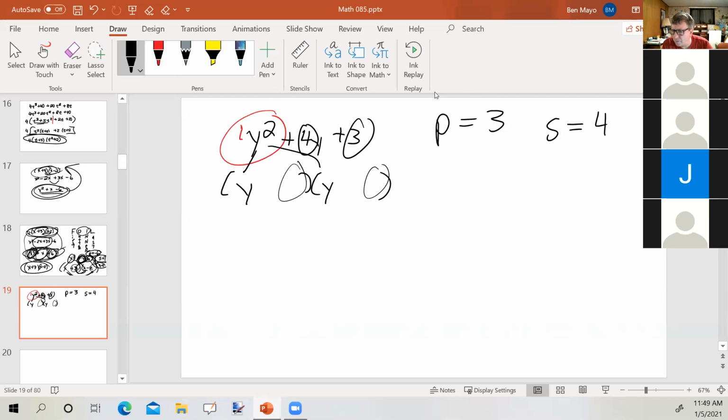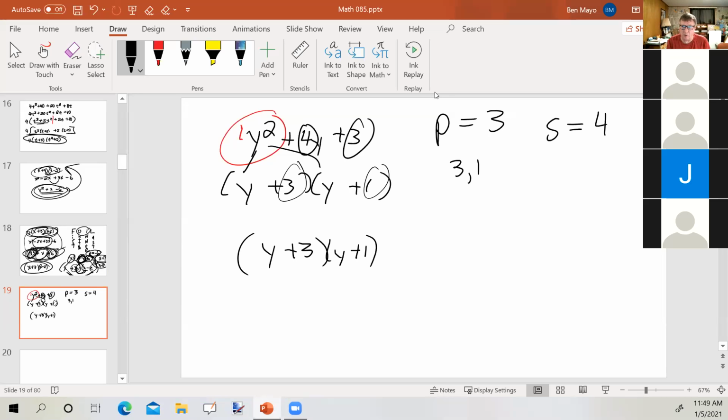Are you following what I'm doing here? Yes. At least you are. Maybe everybody else has gone asleep. All right. So the product is 3 and the sum is 4. Well, let's see. 3 times 1 is a product of 3. Oh, and 3 plus 1 is 4. So y plus 3, y plus 1.